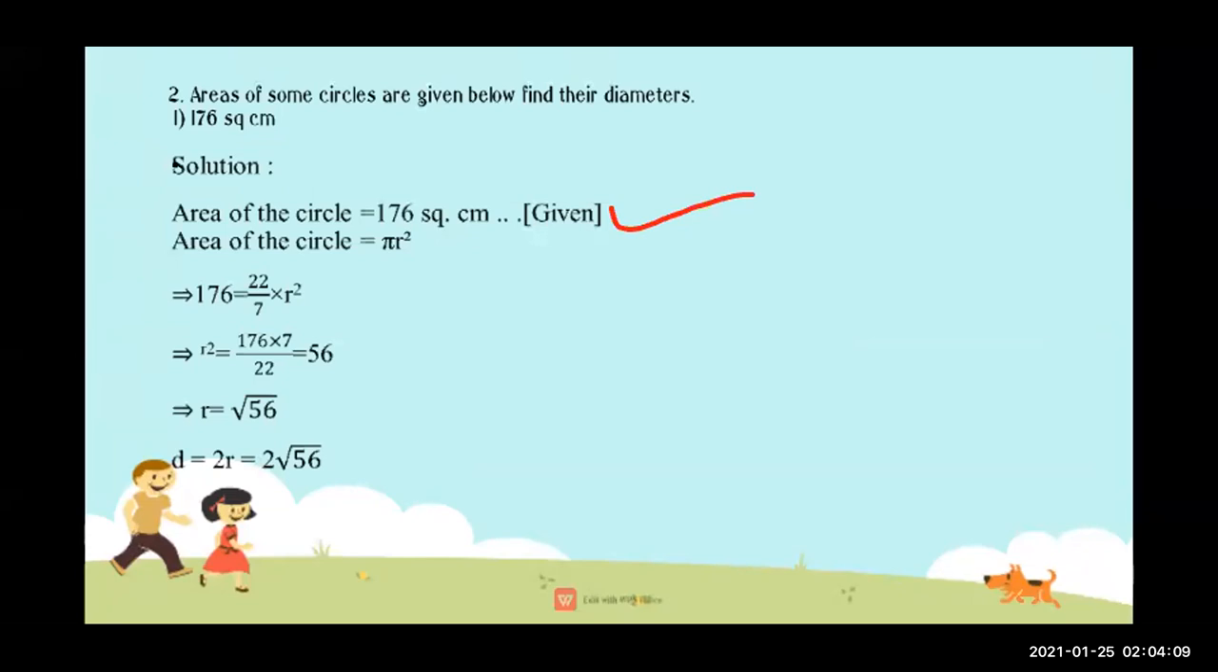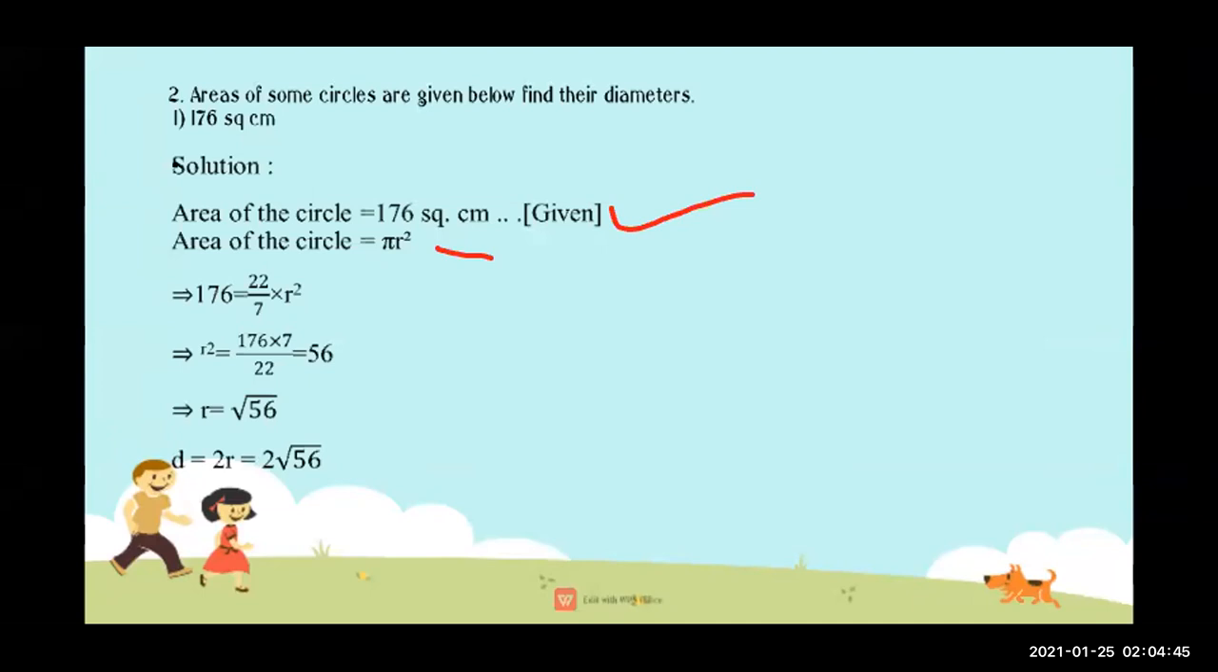Now we have to write the formula of the area of a circle, that is pi r square. Now area is given as 176, so below area we write 176 equals pi, which is 22 upon 7, into radius square. Radius is not given, so we will find the radius first. So what we got: 176 equals 22 upon 7 multiplied by r square.